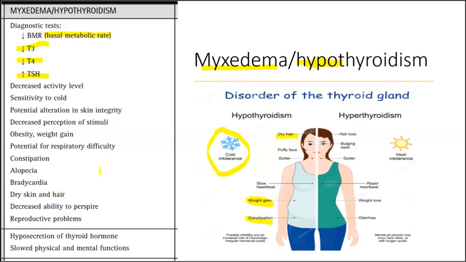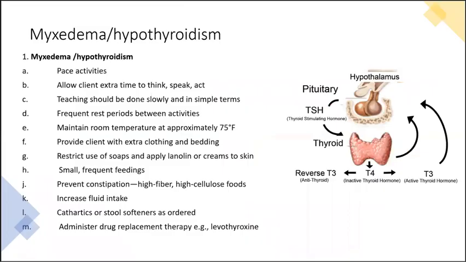The heart rate slows down, which is our bradycardia. The skin is dry. So remember that the skin is dry and also the hair is dry. There's decreased ability to perspire or to sweat, and there could be reproductive problems. So again, remember hypothyroidism, there's hyposecretion of the thyroid hormone, and there's slowed physical and mental functions. On this other side, we have hyperthyroidism. We'll look at that in the next slide. But let's look at our plan for a patient with hypothyroidism.